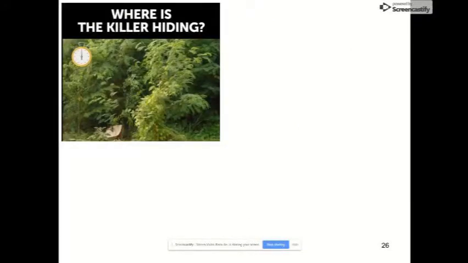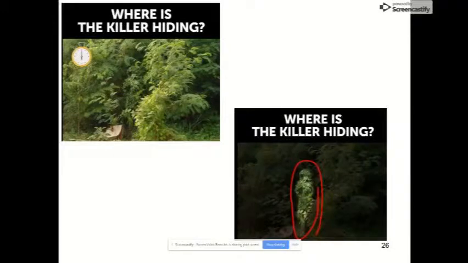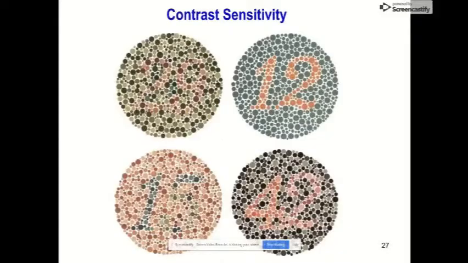Can you guys observe this image and tell us where the killer is hiding? I'm going to give you 5 seconds. So, here the killer is hiding. The main drawback of this picture is that they are using an analogous color scheme to differentiate both the objects. That is the major drawback of this color picture. We can use different color schemes to make different objects stand out.